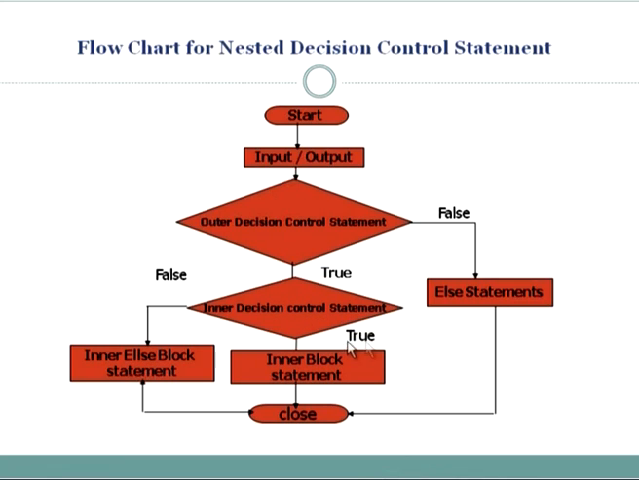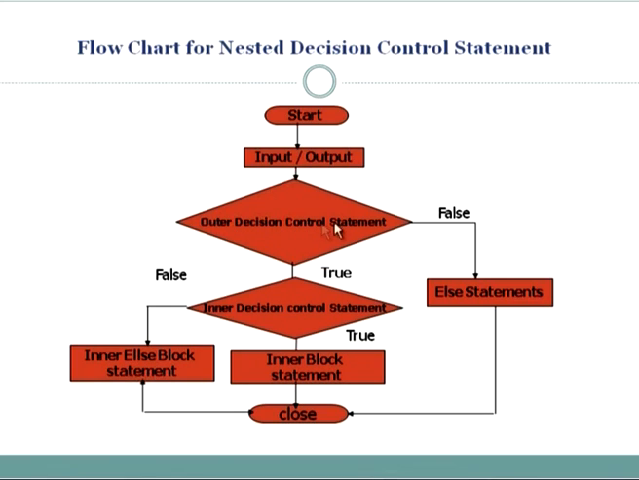If this condition is true, then the statements inside the body of the inner decision control statement are executed. In this situation, when the outer condition turns out false at first instance, then the else block, if there is one following the outer decision control statement, will be executed and then the program will go towards termination.